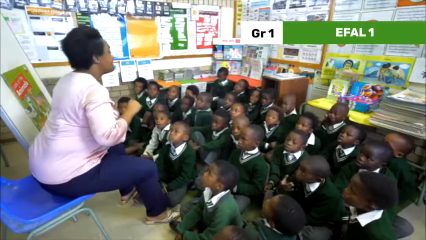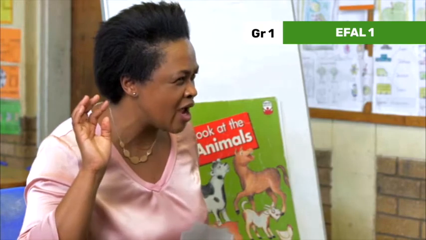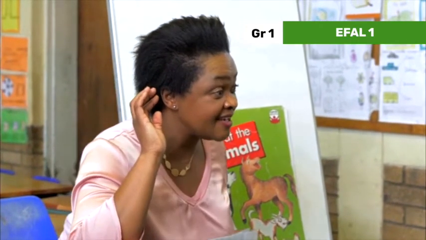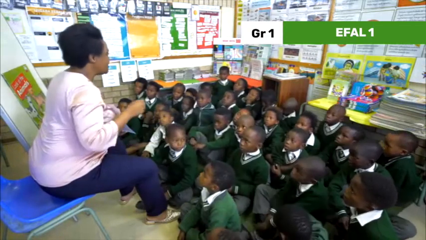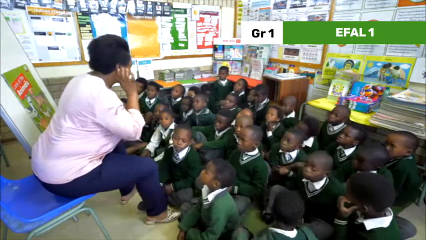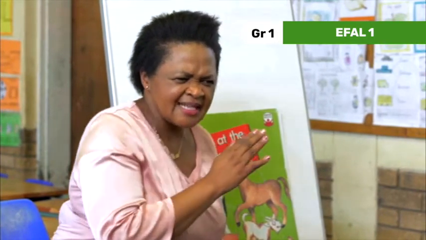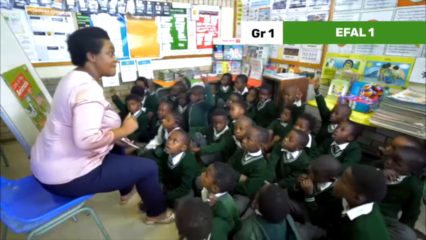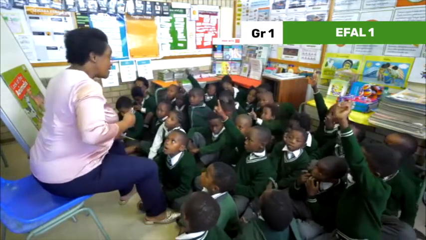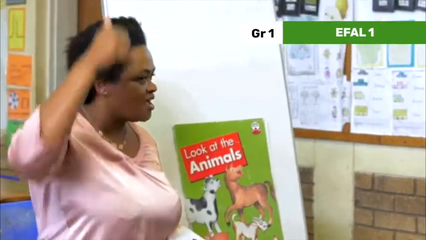Very good. Okay, now, listen again. I want you to tell me, what's the sound that you hear at the end of the word pig? Pig. So at the beginning of the word pig, it's p. At the end of the word pig, listen to it, pig. What sound can you hear? We want the one at the end. At the end of the word pig. Say it. G. Very good. So we say at the end of the word pig it's g. Very good.